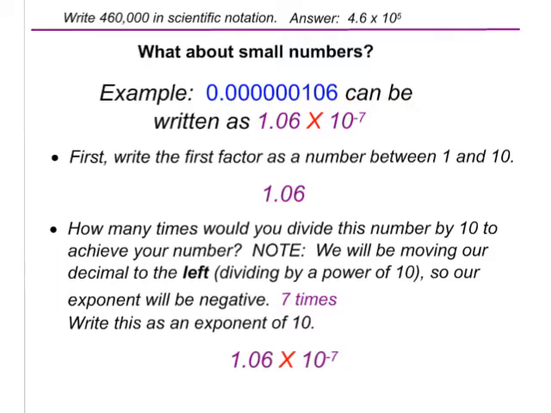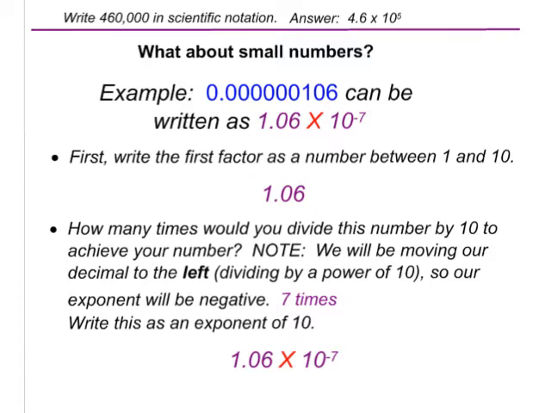Let's look at our example, okay, our atomic radius. We can use the exact same rules. First, we write the very first factor as a number between 1 and 10. So where can we move this decimal point to create a number between 1 and 10? We can move it right there, 1.06.